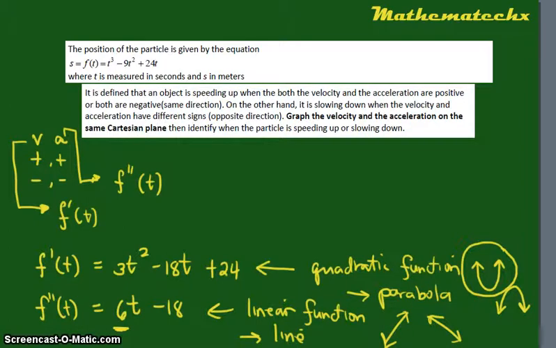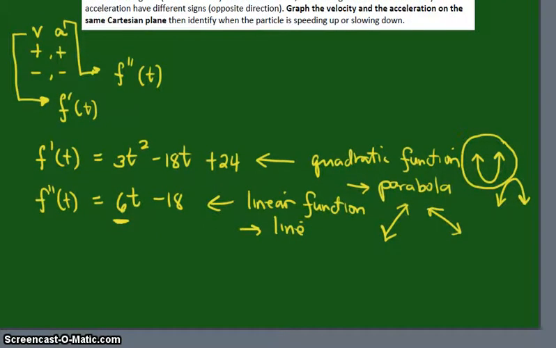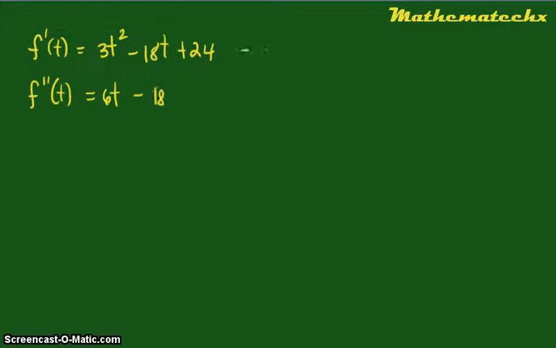We need to graph the two functions for us to see where they are both positive and where they are both negative. Keep in mind these two functions. The first derivative is equal to 3t squared minus 18t plus 24, and the second derivative is equal to 6t minus 18. This is for the velocity, and this is for the acceleration.